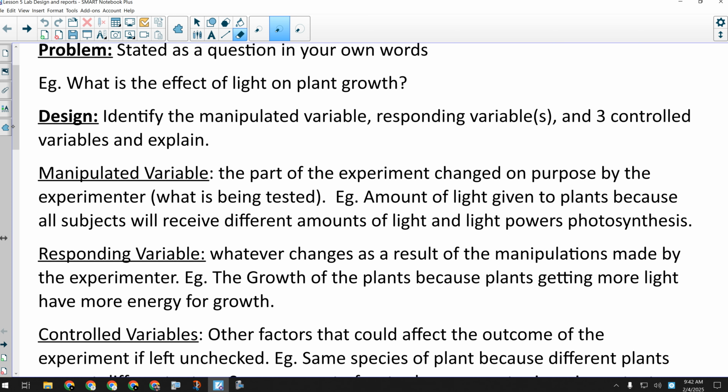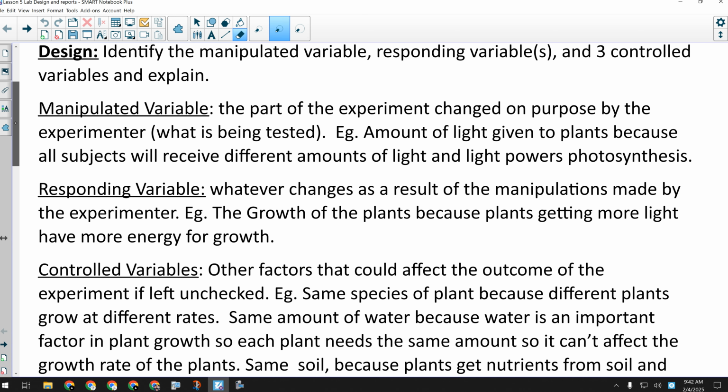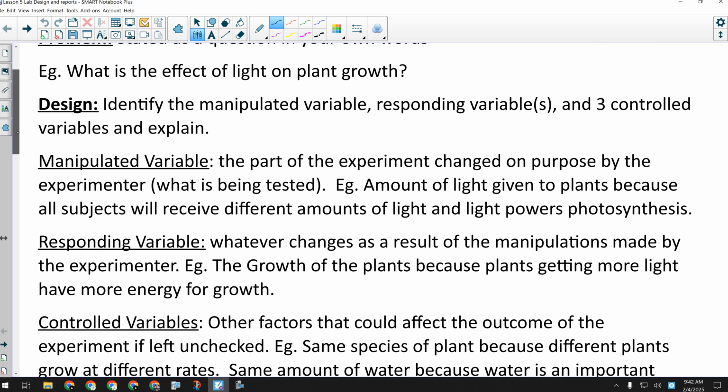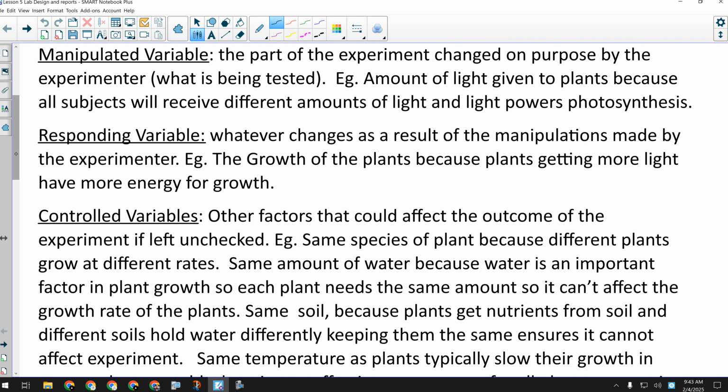Your responding variable, as we said before, is whatever changes as a result of what you did. It's the thing you're going to be watching and measuring. So very simply here, the responding variable will be the growth of the plants. That's the thing that's being observed, because the plants getting more light have more energy for growth. I would also say that as part of this, you should probably say how you're measuring this. For the responding variable, it could be measured by height of plants.